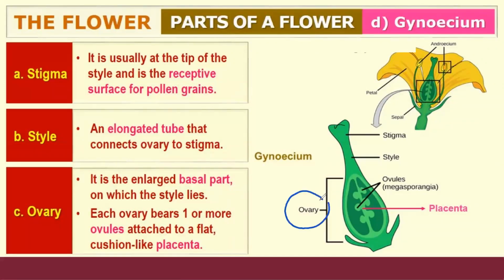and the third one, the ovary, is the basal and large part, which bears ovules. Ovules are also known as megasporangium, and they are attached to the flat cushion-like surface which is known as placenta. So ovules are attached to the flat cushion-like surface in the ovary, and that is known as placenta.